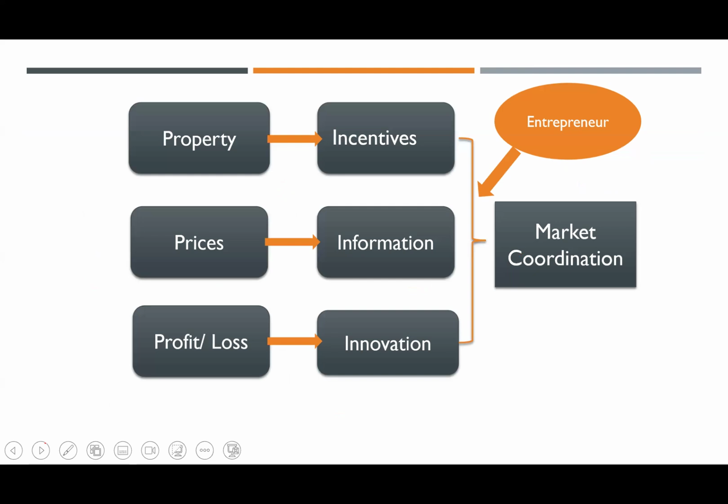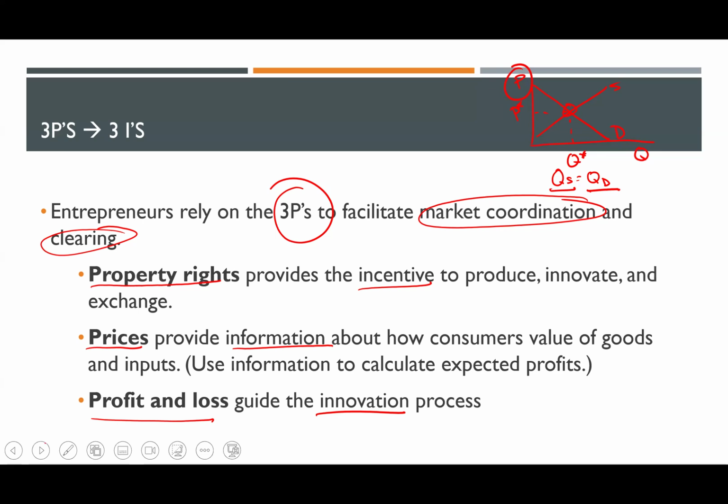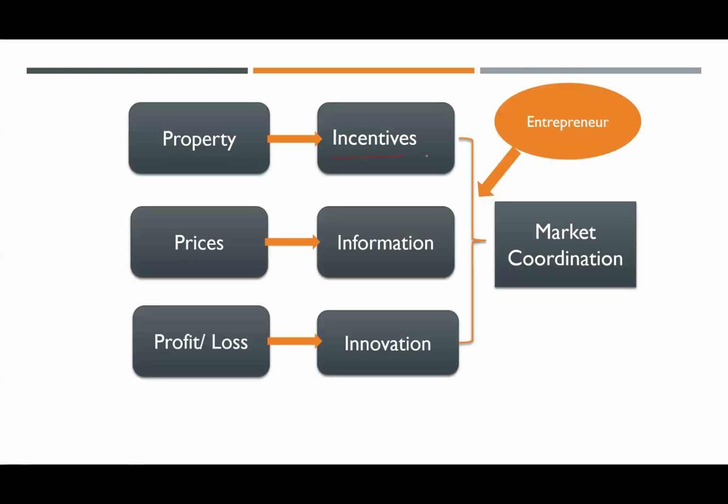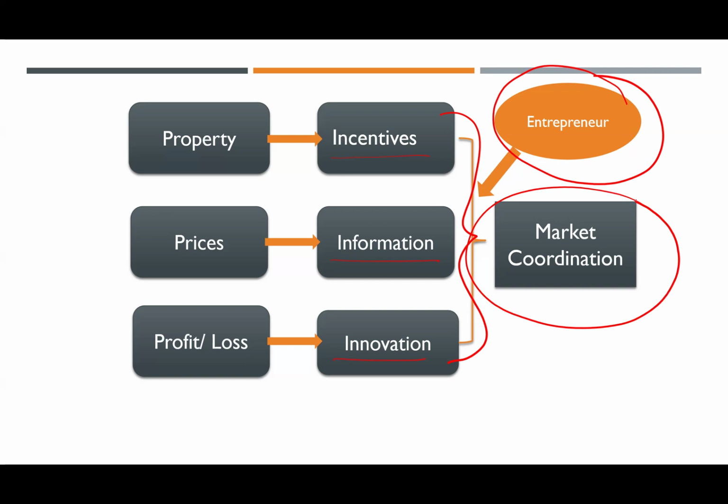Okay. Here is a graph or a visualization, I should say, of the 3 Ps and 3 Is. We have property, prices, profit, and loss, right? Property provides the incentive to produce and exchange. Prices provide the information on what to produce, how much, and where to send it, as well as how consumers should economize. And then finally, profit and loss guides innovation. And our entrepreneur, our firm, takes all of these three I's and adjusts, right, marginally over time, adjusts their plans, adjusts how they're doing things, as do consumers. And that allows us to see greater market coordination or a more fully cleared market.